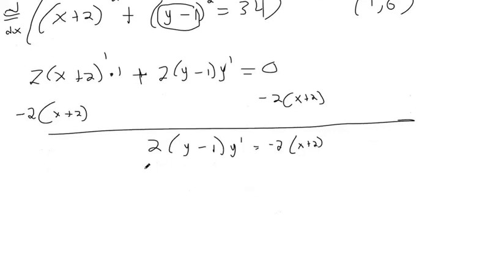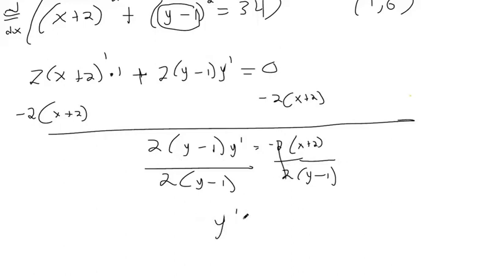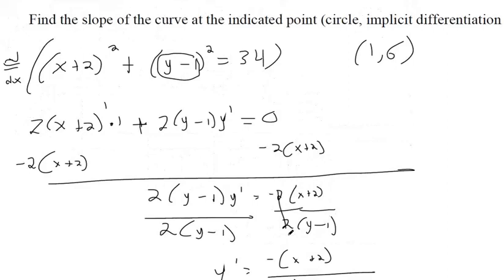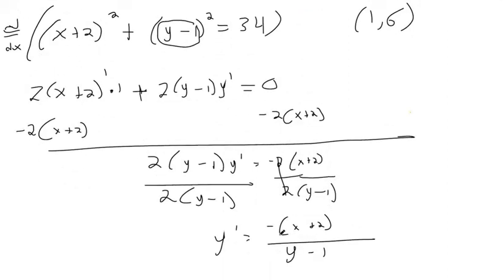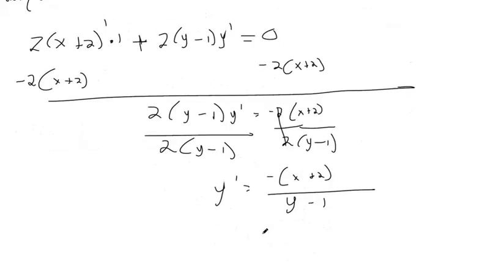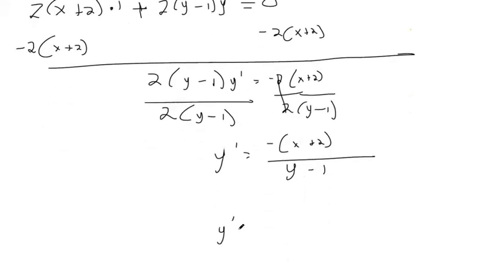And the goal is to get y prime by itself, so I'm going to divide both sides by 2y minus 1. So that's going to make these 2's cancel out. So we get y prime equals negative (x plus 2) over (y minus 1). So now we found a machine that will tell us slopes at a point, y prime. We just need to plug in 1 for x and 6 for y, and then we're done.